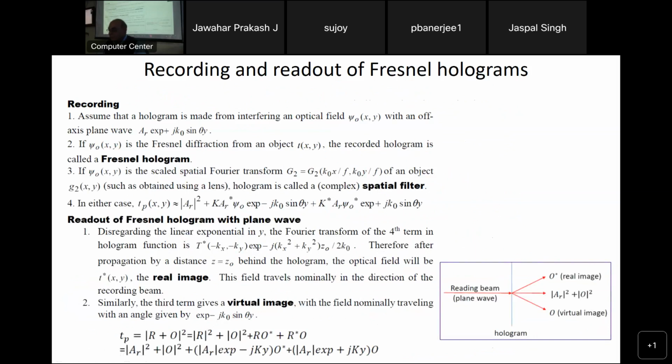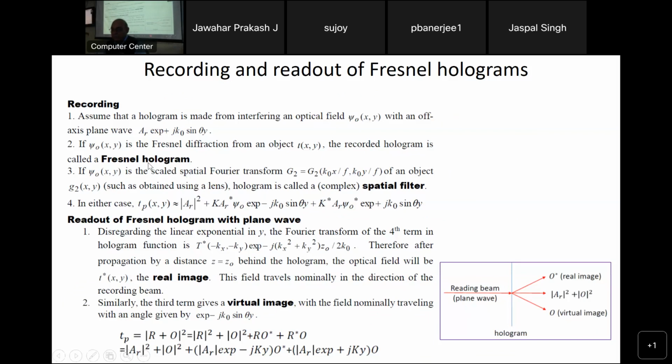This recording and reconstruction of Fresnel holograms, I mean, we looked at the simple case, but if you have the general case of an arbitrary object, the arbitrary object has a Fresnel diffraction pattern. The Fresnel diffraction pattern interacts with the object, interacts with the reference, and when it interacts with the reference, you get the recording of the hologram. Sometimes you can record the Fresnel hologram, sometimes you can record the Fourier hologram, whichever.